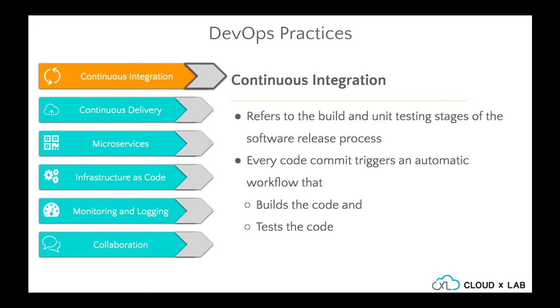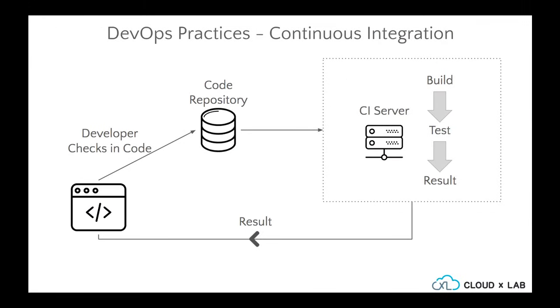The first part is continuous integration. We have already talked about that: when we have the build and unit test stages of the software release process, every code commit triggers an automatic workflow that builds the code and tests the code, and that is called continuous integration. This is done using a combination of tools such as Git, Maven, as well as Jenkins. This is how it looks. The developer checks in the code using git push. This code repository is basically triggering the CI server, which is building, testing, and giving the results. And the results are reported back to the team.